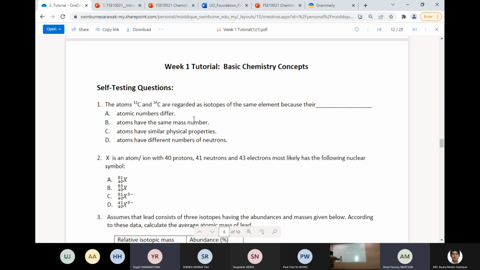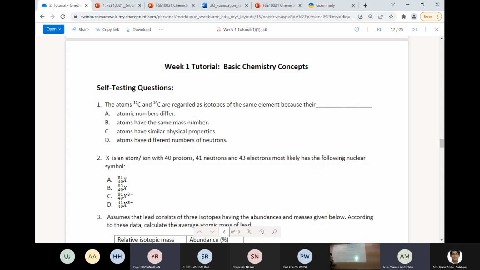So 40 protons, and all of the options have 40 protons at the bottom left corner, so maybe all of them are potential answers. But with 41 neutrons, the total mass number will be 40 plus 41, which is 81. So there are only two options, A and C, with 81.